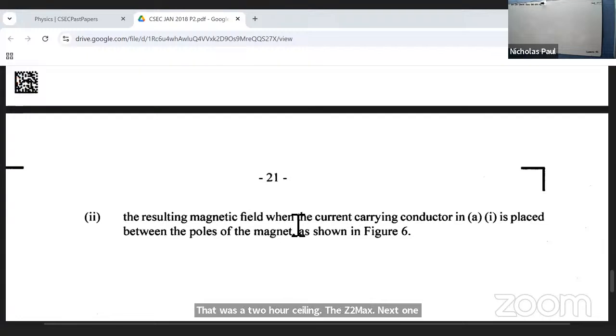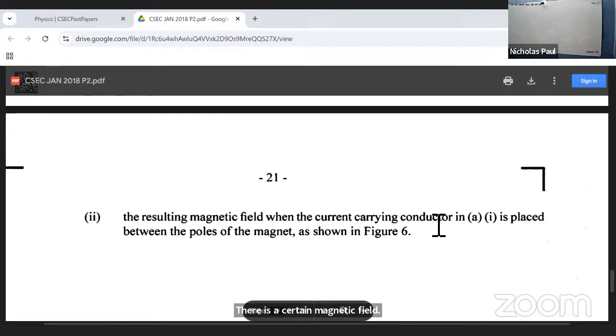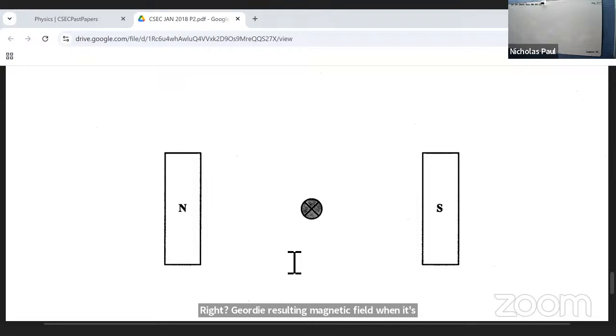Next one. The resulting magnetic field. Draw the resulting magnetic field when the current carrying conductor is placed between the poles. What's the question? Draw the magnetic field. We put a current carrying conductor in the magnetic field. Whose law are you using? Fleming's left-hand rule. I told you all to write a little summary.